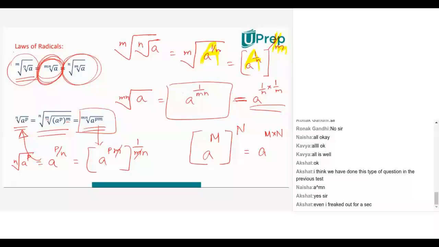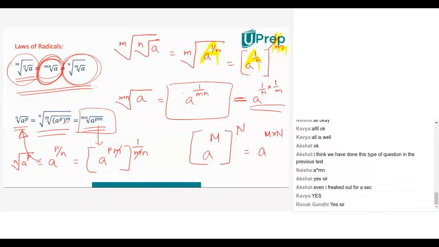Whoever has written this, if he is playing with the radicals, I'm sure all of you can play with the radicals. My question to all of you: can you play with the radicals like this? If yes, mention yes in the chat box.